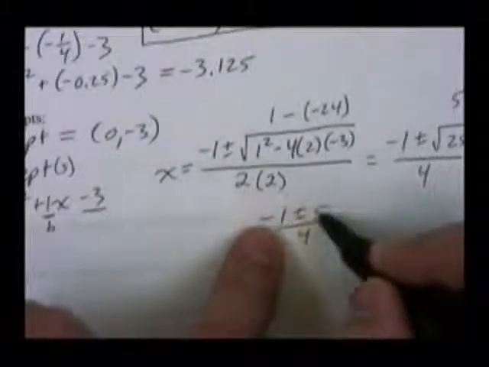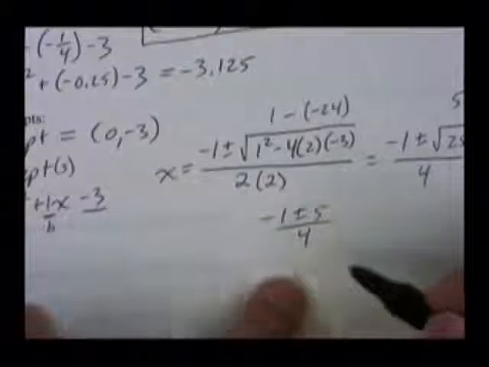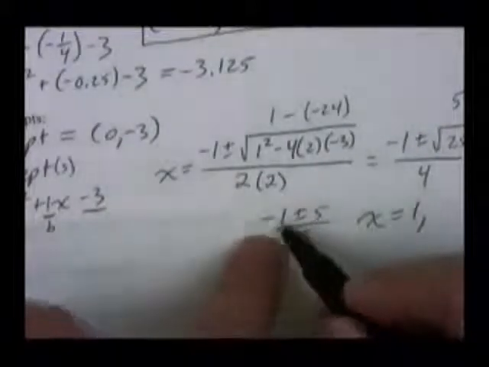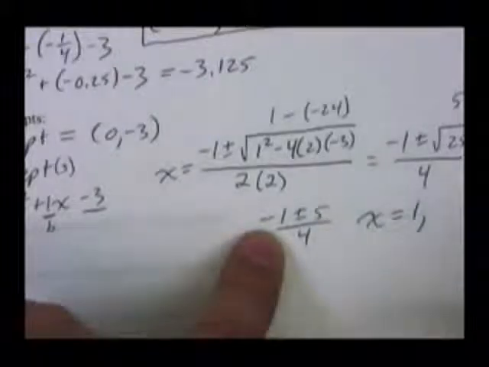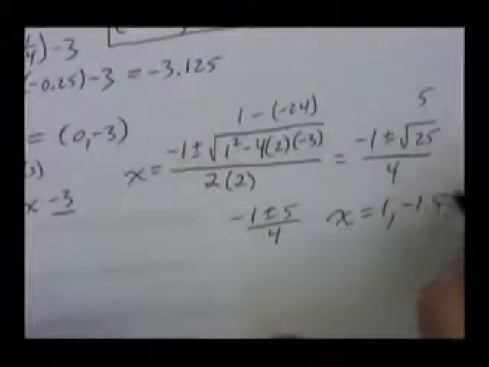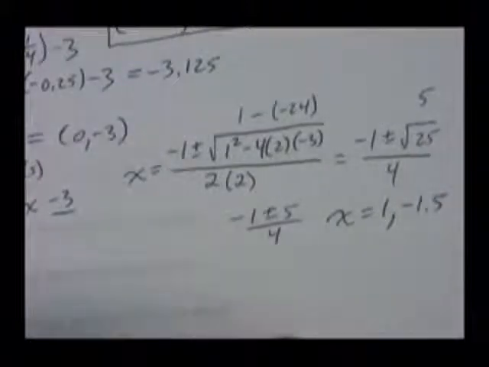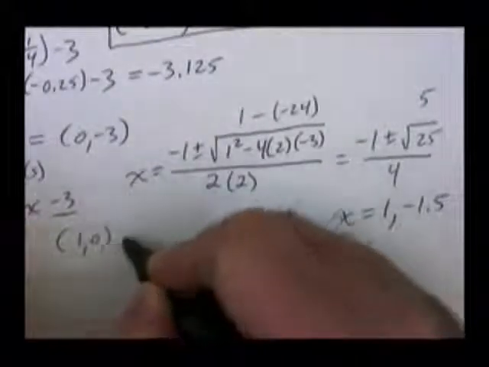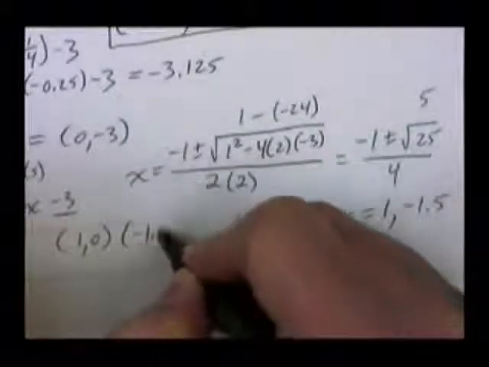So negative 1 plus 5 would give us 4. 4 over 4 is 1. Negative 1 minus 5 would give us negative 6. Negative 6 over 4 is negative 1.5. So those are our two x-intercepts. And we could write those as points. We could write them as (1, 0) and (-1.5, 0).